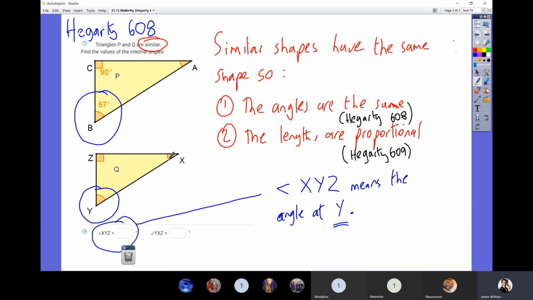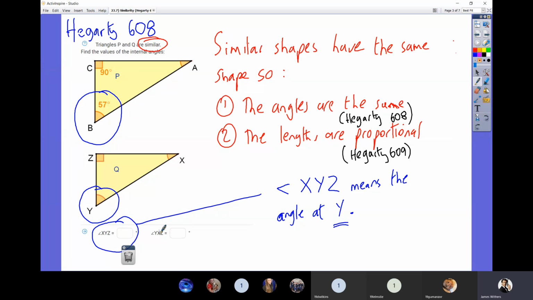Now, in short, it's always going to be the angle at the middle letter, okay? Because that's the one you get to as you do the journey, isn't it? So for this first one, as we go from X to Y to Z, it's the angle at Y, the middle one. And over here, as we go from Y to X to Z, that's the angle at X. So when you see it like this, you've just got to think, okay, that's the angle at Y and that's the angle at X. So that's Hegarty 608.